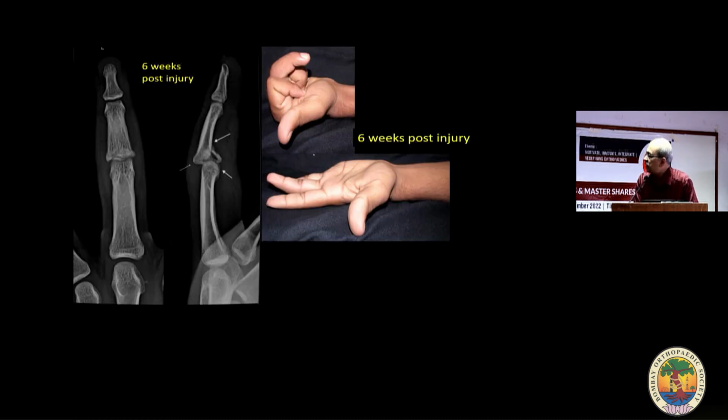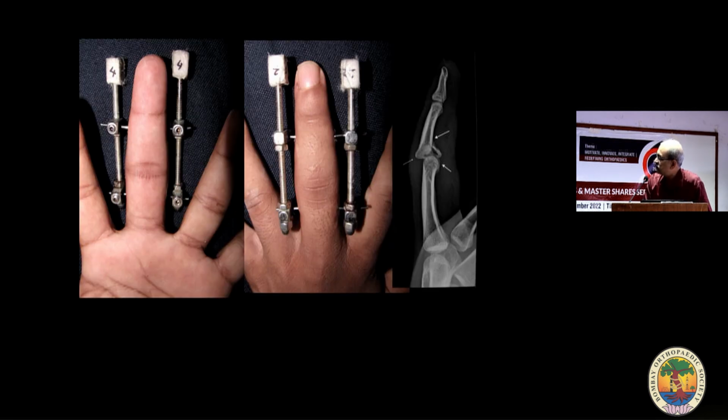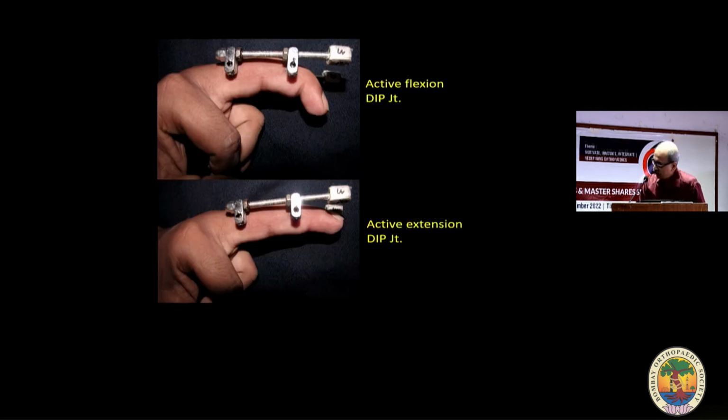So that is the 6 weeks post injury. That is the external distractor. When the external distractor is in place, you ensure that the patient is performing active flexion and extension of the DIP joint.